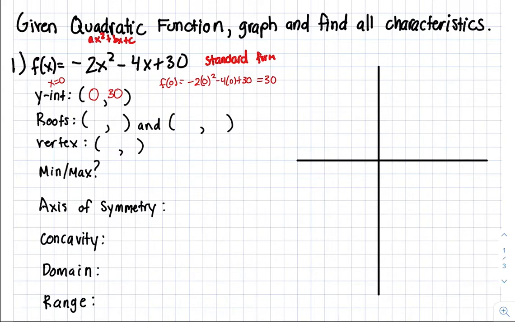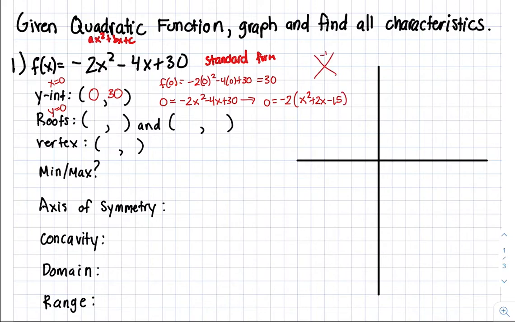Now for the roots, right? Another way of saying roots, you guys, is x-intercepts and zeros. So you guys know for roots or x-intercepts, that is when y is equal to 0. So I'm going to set f of x equal to 0, and we have this now. Okay, so we are going to factor out a negative 2 from each term, so we're going to get x squared. Negative 4 divided by negative 2 is positive 2, and negative 30 divided by negative 2 is negative 15.